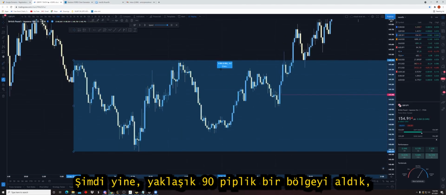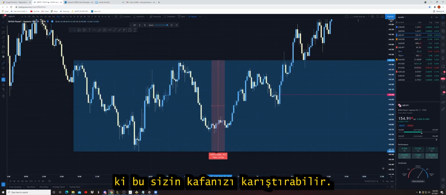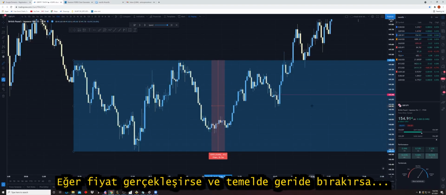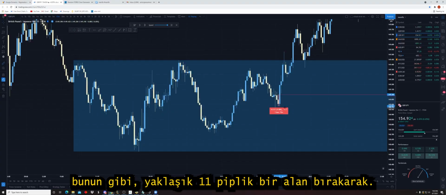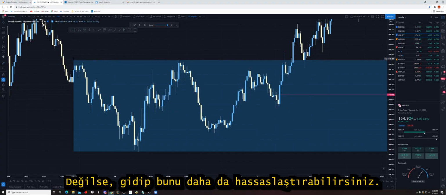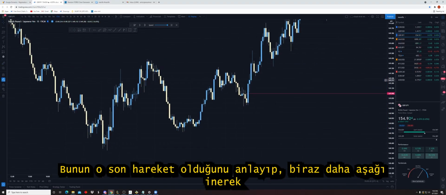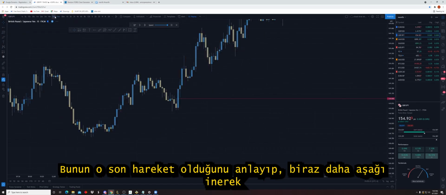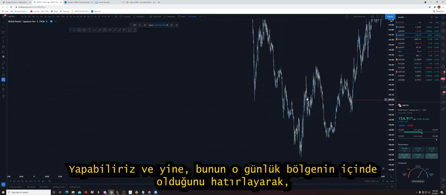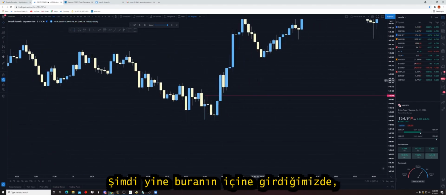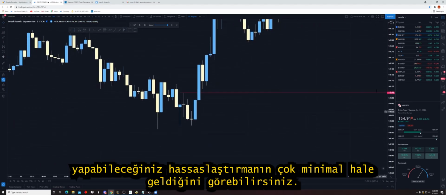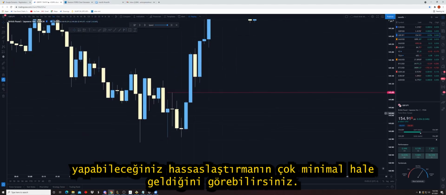Now, again, what we've done is we've taken a zone of about 90 pips, which could lead to confusion, right, if price ever does tap in, and basically left behind an area that's about 11 pips. If not, you can go and refine this further. So now at this point, we can delete this, understanding this is that last move, and we can go a little bit lower to see if we actually can. Yep, we can. And again, remember, this is all inside of that daily zone, refine this further. Now, again, as we get inside here, you can see that the refinement that you could make becomes very minimal.